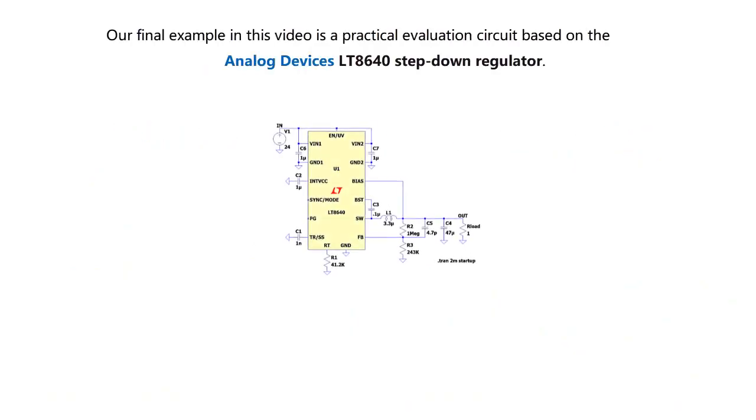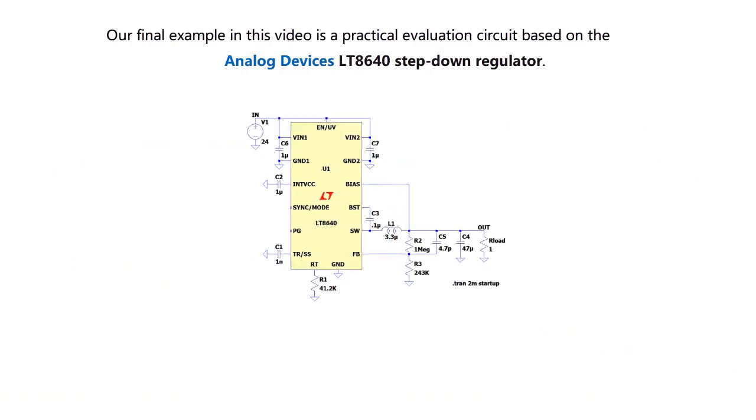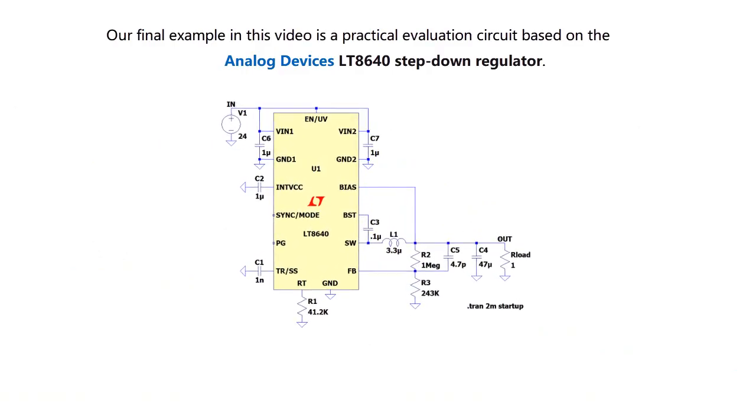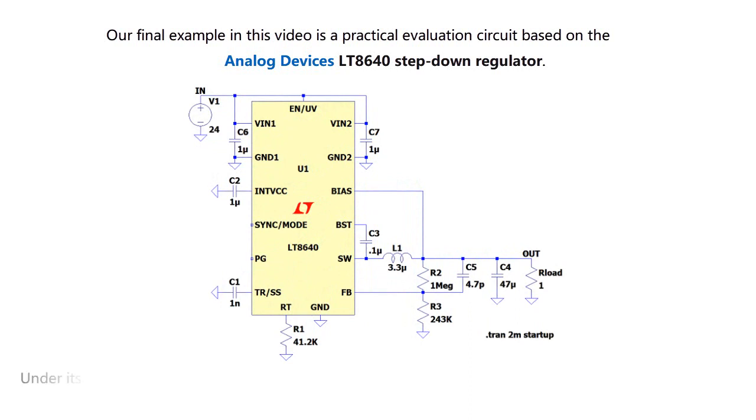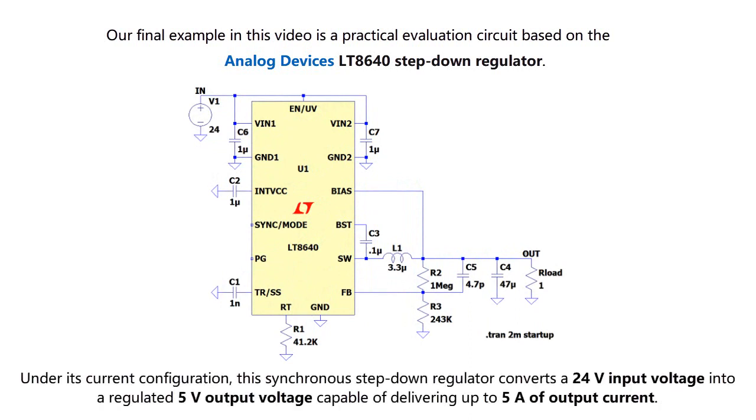Our final example in this video is a practical evaluation circuit based on the Analog Devices LT8640 step-down regulator. Under its current configuration, this synchronous step-down regulator converts a 24-volt input voltage into a regulated 5-volt output voltage capable of delivering up to 5 amps of output current.